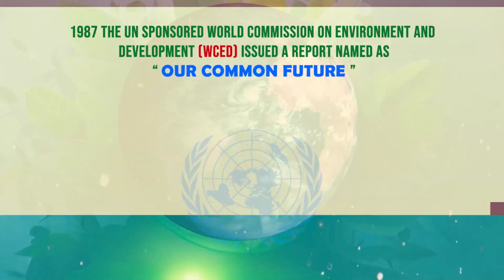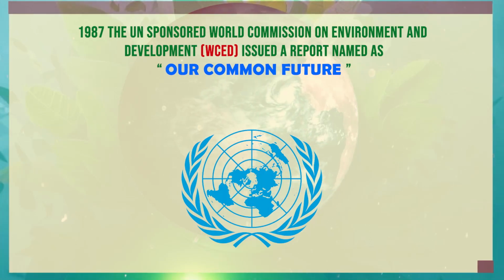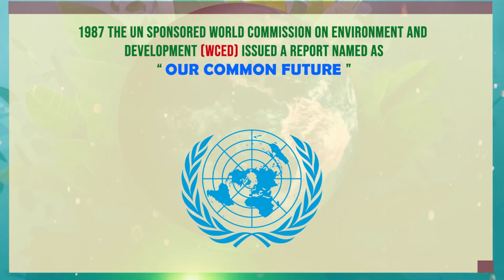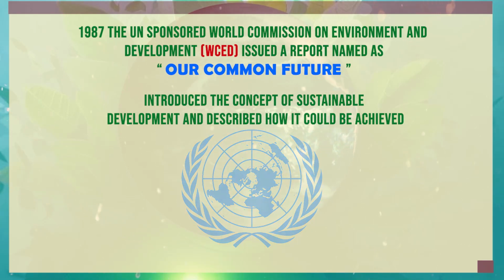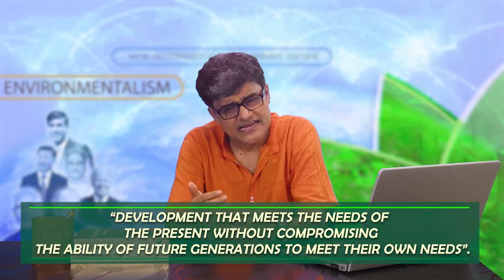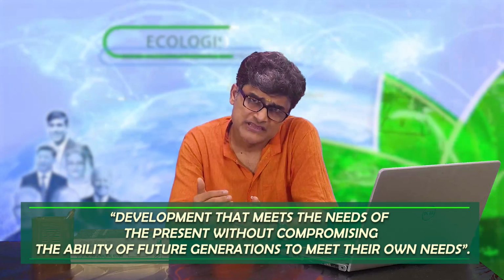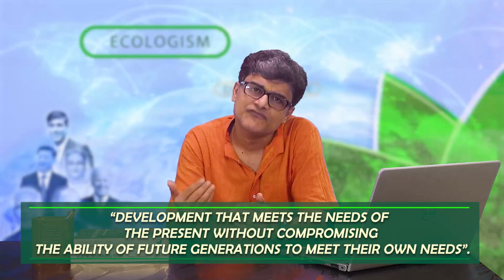In 1987, the UN-sponsored World Commission on Environment and Development issued a report named Our Common Future, which introduced the concept of sustainable development and described how it could be achieved. This report is commonly known as the Brundtland Report. It defines sustainable development as development that meets the needs of the present without compromising the needs of the future.